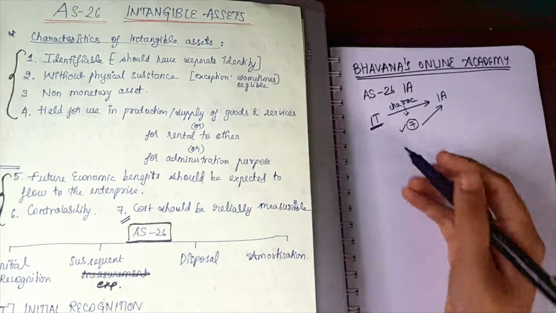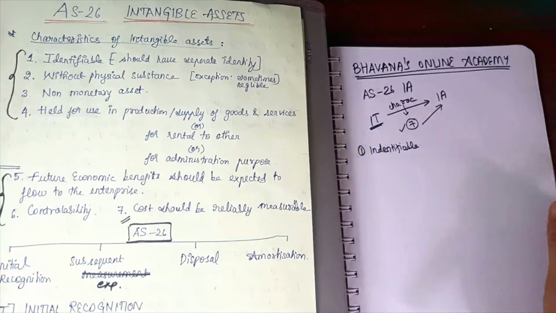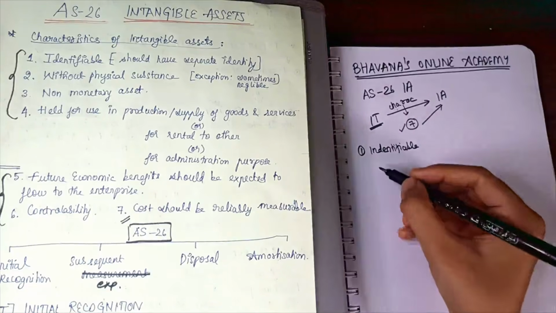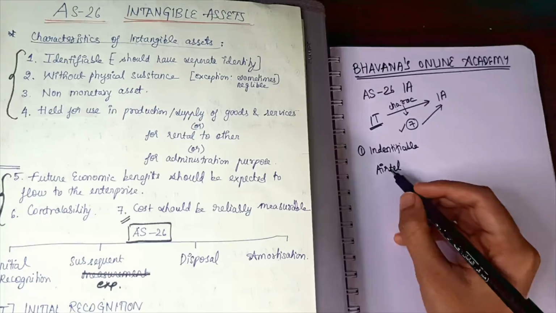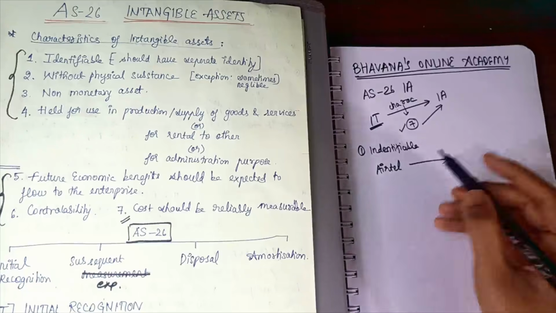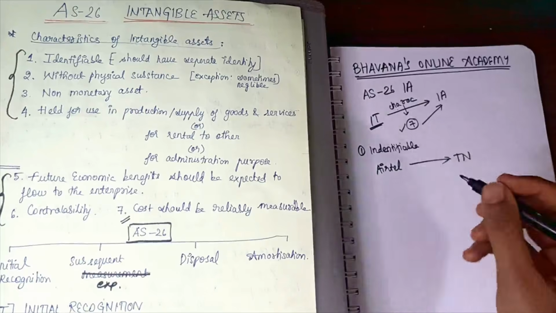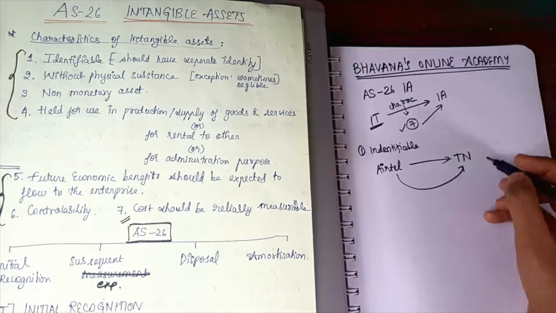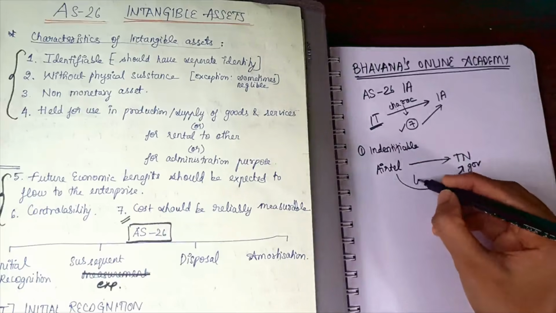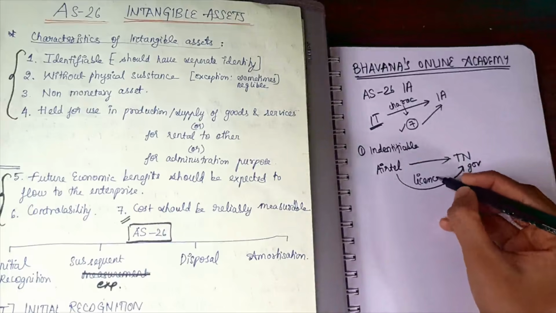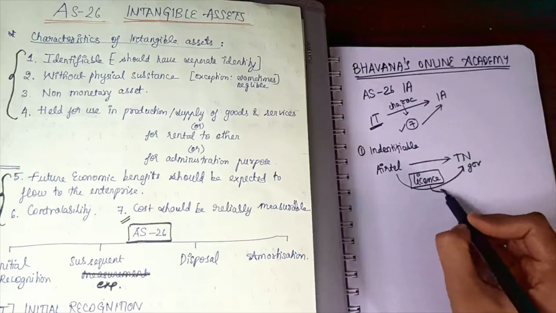The first characteristic is identifiable. I'll give you an example. Suppose there is a company called Airtel. Airtel wants to expand its business area in Tamil Nadu. Then it has to get permission from Tamil Nadu to run its business there. The Tamil Nadu government will issue a license to Airtel. So this license is an intangible asset.